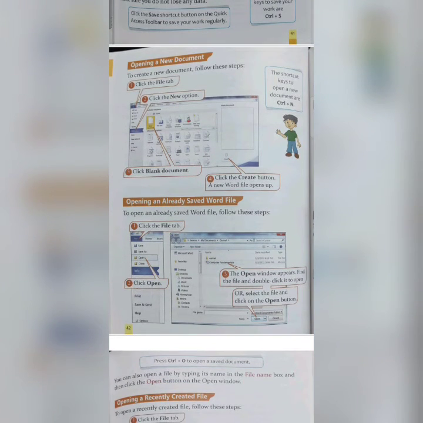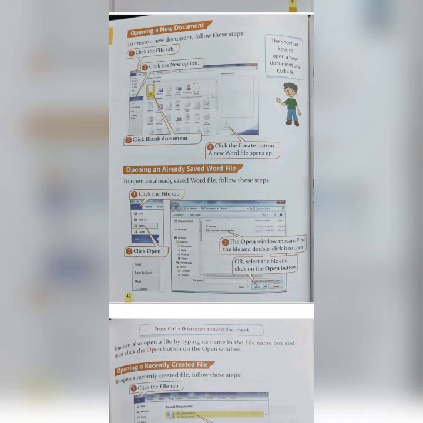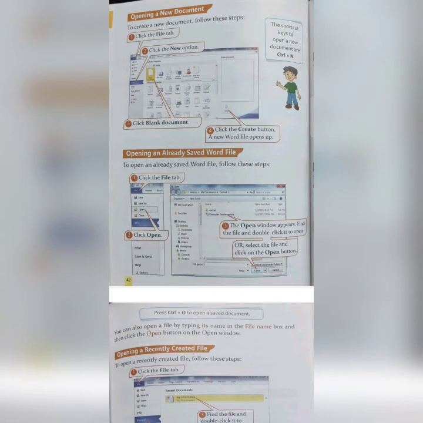Now, opening a new document. To create a new document, follow these steps. Again, click on the File tab, click on the New option, then click on Blank document and click the Create button. A new Word file opens up. The shortcut key for a new document is Control plus N. If you want to skip all those steps and open it very quickly, then simply type Control plus N. Ctrl means Control.